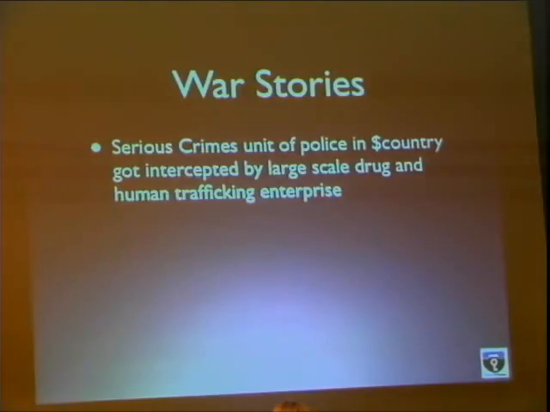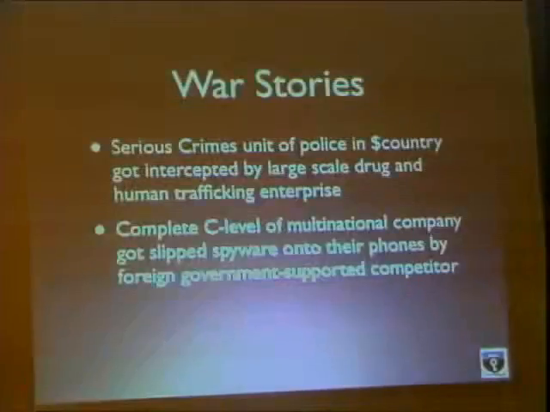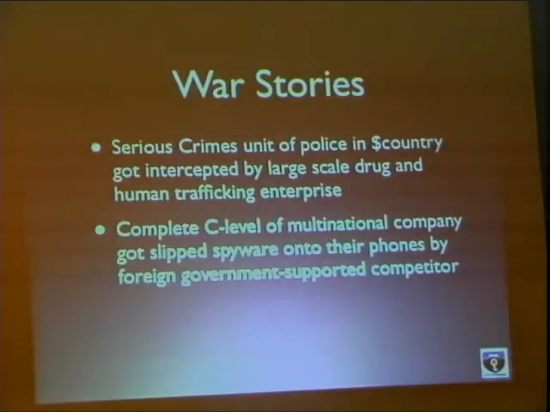So we had one customer that was a serious crime unit in a small European state that actually figured out that they were being intercepted by the very drug criminals that they were hunting. So they just simply turned the whole game around, because the equipment has become extremely cheap. We had another case where the complete C-level, all the CEOs, CFOs, and so on, of a large multinational had been professionally slipped Trojans for their Symbian phones. So they were completely naked.